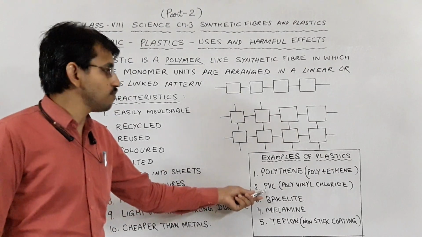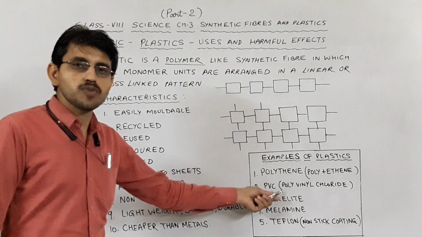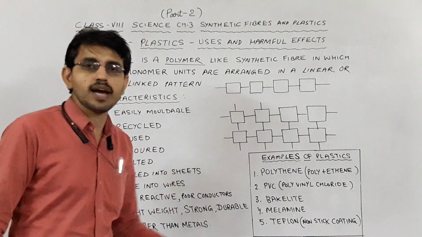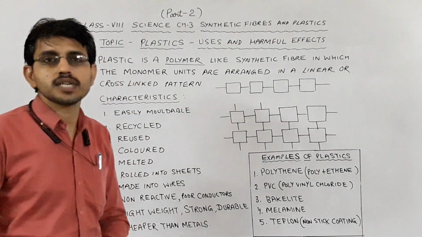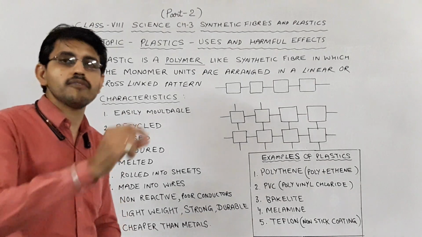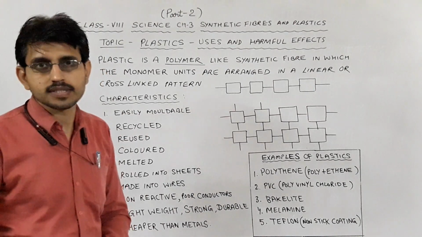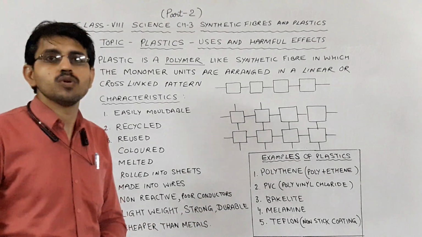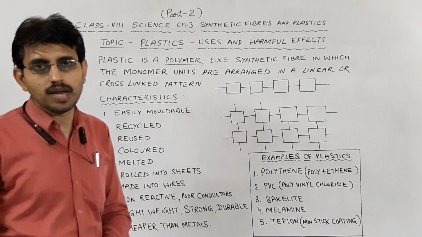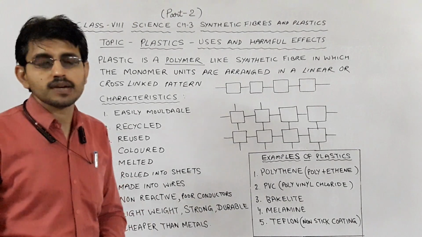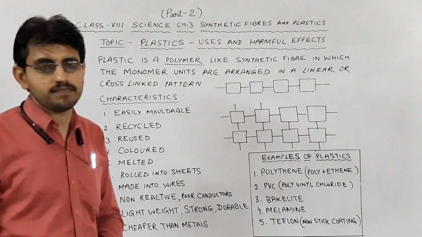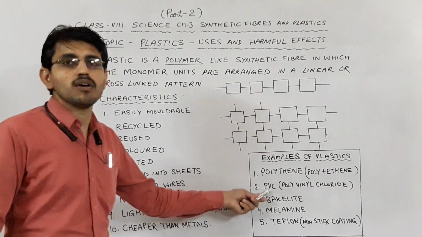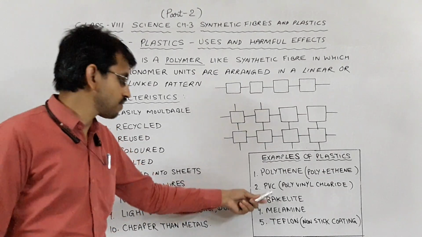another plastic which stands for polyvinyl chloride. This type of plastic is used for the covering of electrical wires. As you know that plastic is a poor conductor of electricity, the covering of wire is made up of plastic so that the user does not get electric shock. So this type of plastic PVC is used for covering on electrical wires.